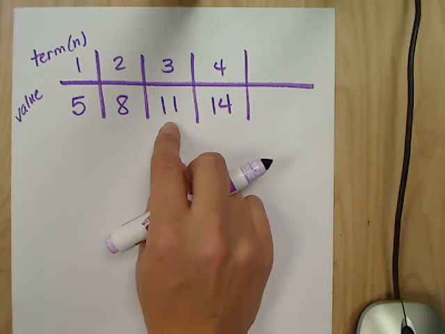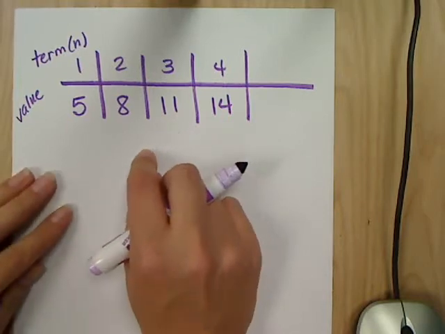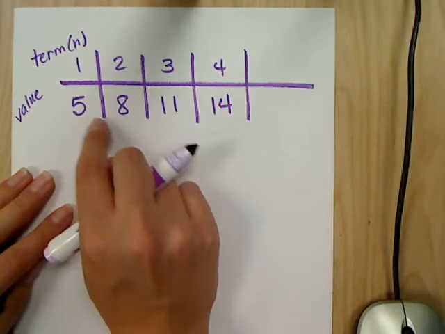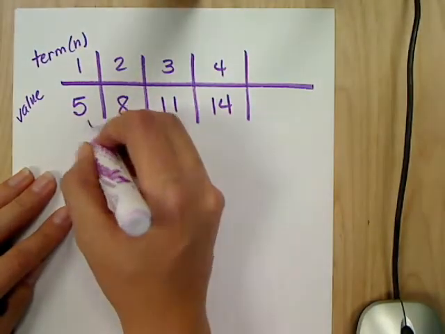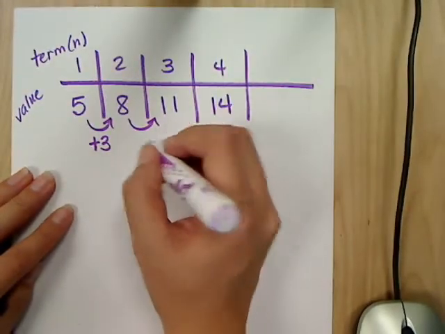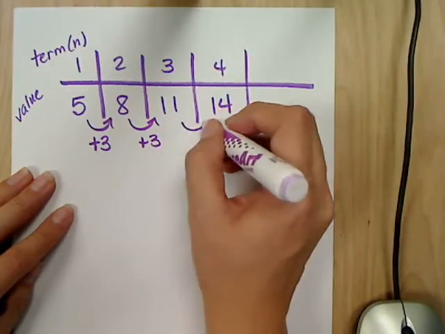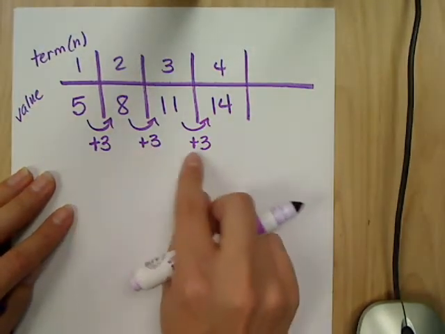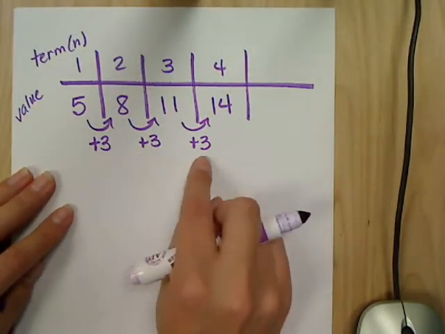Yes, ma'am. You add 3. Okay, I'm looking at the 5, and so I'm asking myself, 5 to 8. What am I doing? Adding 3. Plus 3. Okay. How about 8 to 11? Plus 3. 11 to 14? Plus 3. All right. So because it's the same each time, this is my common difference.